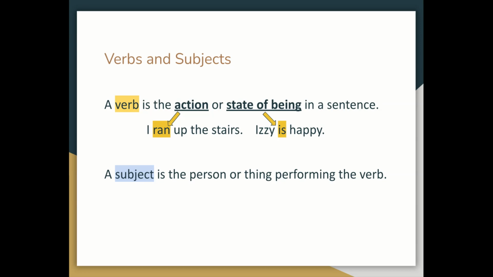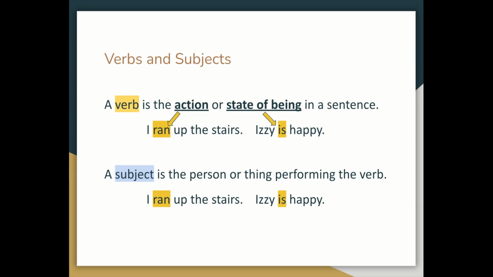Those are our verbs. Our subject is the person or the thing doing that verb or being like in that state. So that's why it's actually really helpful to find our verbs first. And we'll talk about this on the next slide. But let's go back to our sentences. I ran up the stairs.